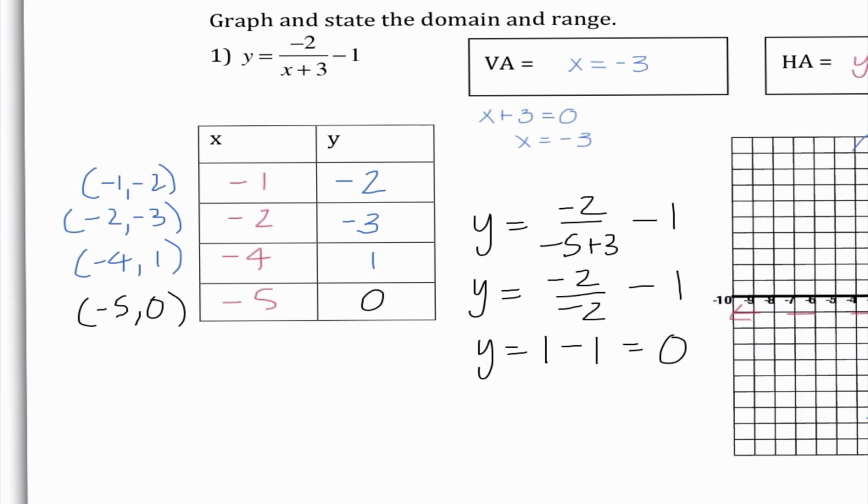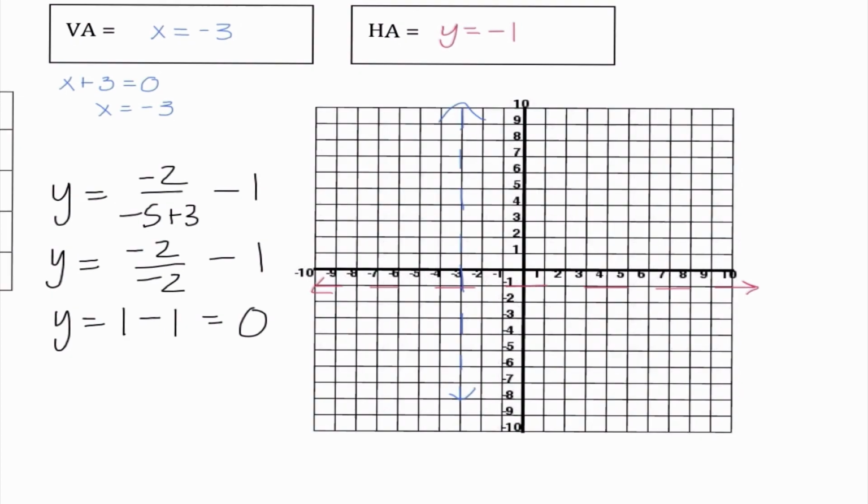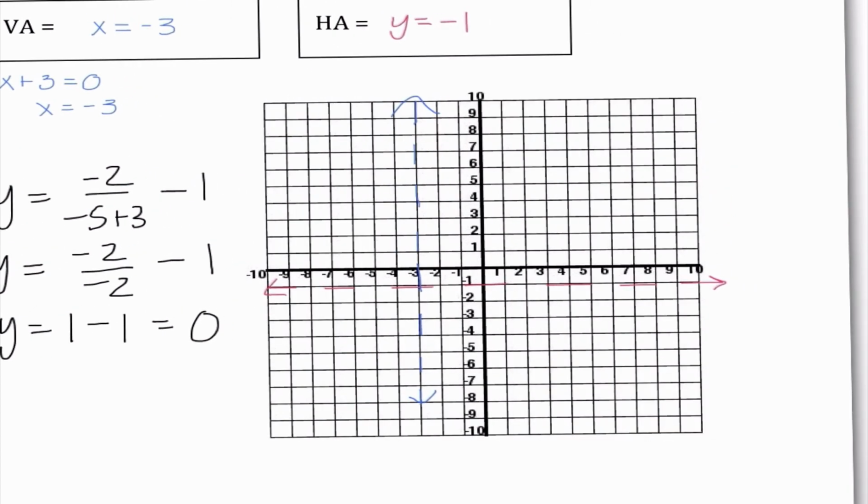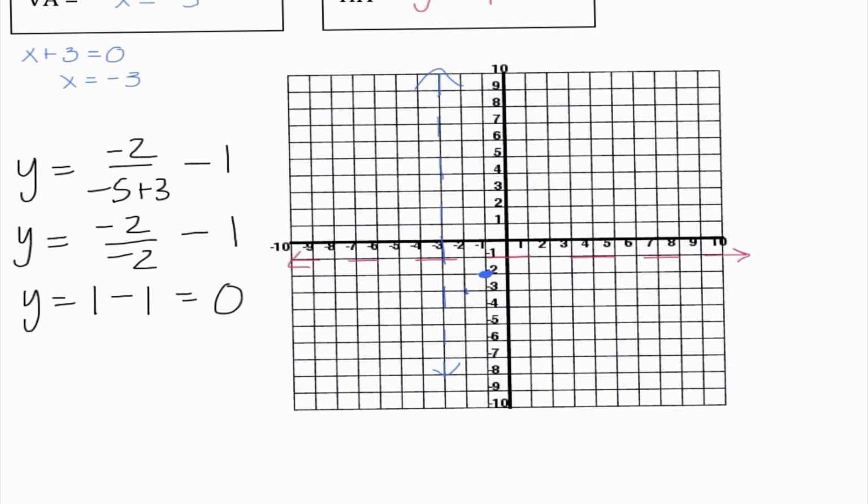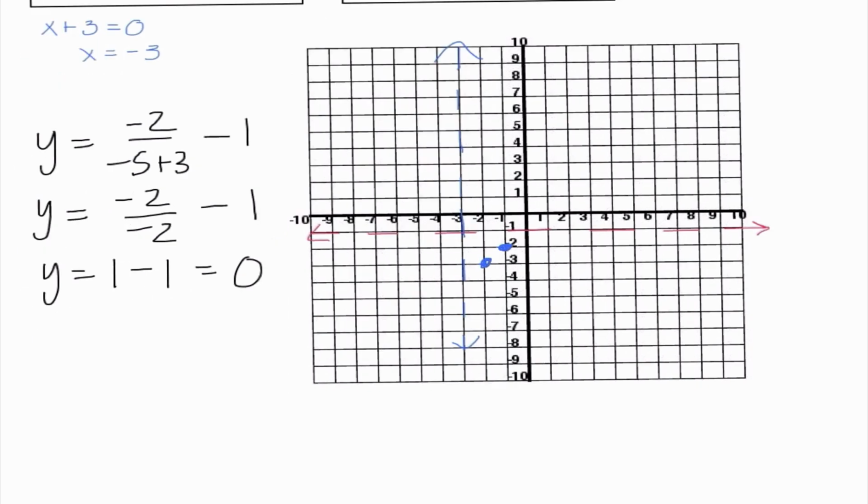So now we're going to go ahead and plot these on our graph. Okay, so we had -1, -2. We also had -2, -3. -4, 1. And -5, 0.